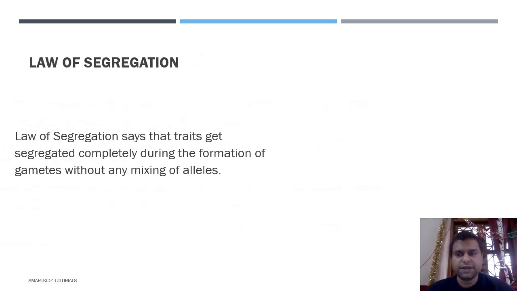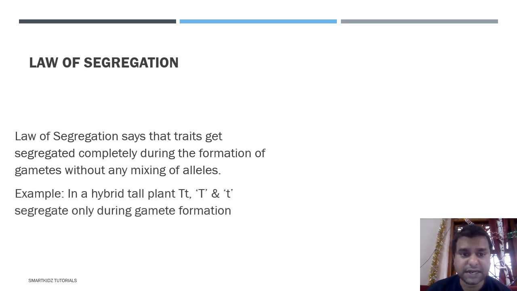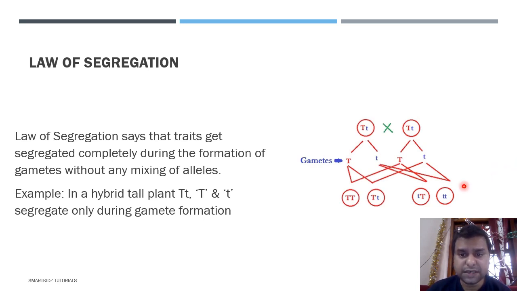Coming to the law of segregation, we have seen how the gametes segregate themselves into capital T, small t. The law of segregation says that traits get segregated completely during the formation of gametes without any mixing of alleles. So in a hybrid tall plant, we see how the gametes are segregated, capital T, small t, capital T, small t, and various combinations then combine with each other. So segregation always happens during gamete formation.